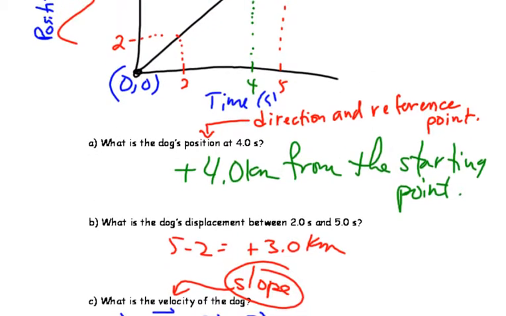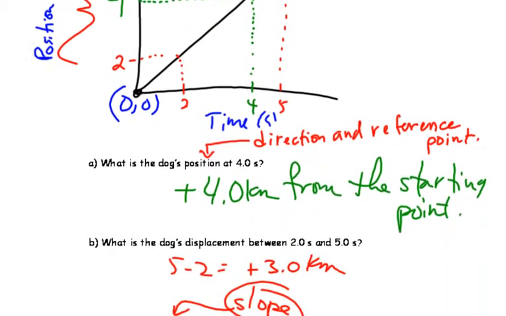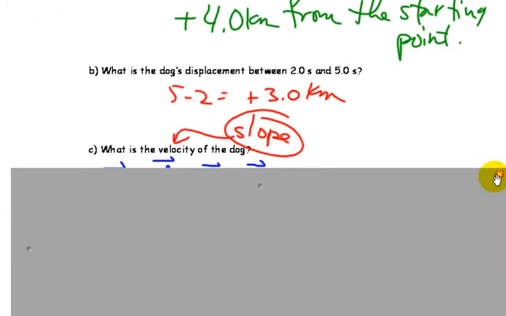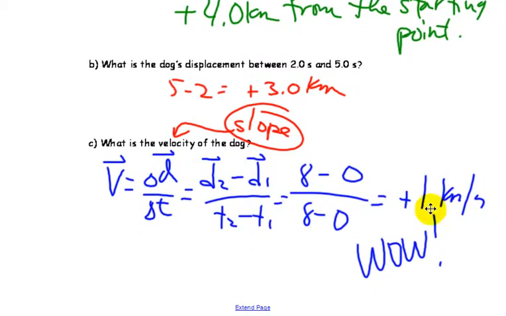And then finally, what is the velocity? In the position time graph, velocity is really the slope of the line, and you can see that's going to be a slope of 1 because 5 minus 2 over 5 minus 2 gives 1, so plus 1 kilometers per second. And yes, that's a wow, because that's a fast dog.